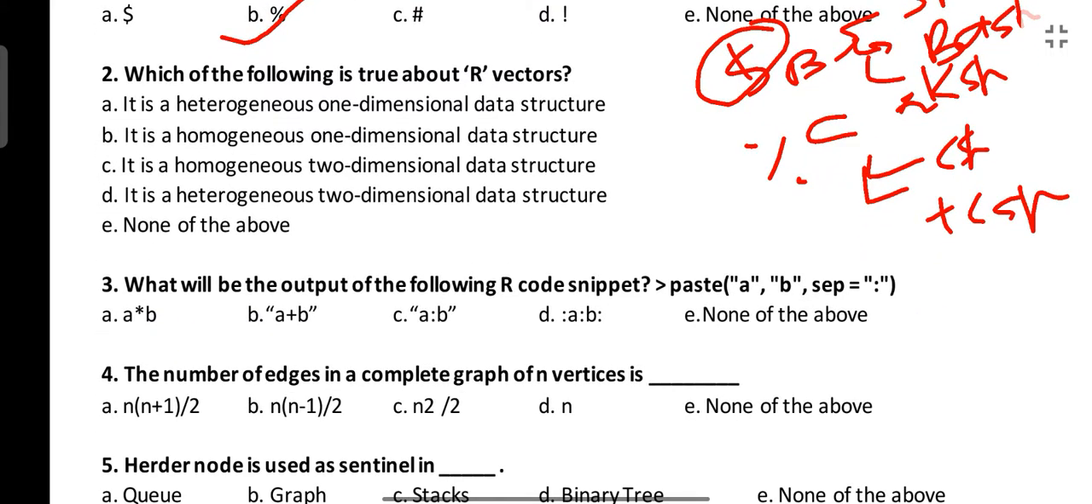So let's go to the next question. Which of the following is true about R vectors? Let's read the options. First is, it is a heterogeneous one-dimensional data structure. No, vector is not heterogeneous. Vector is homogeneous. Next is, it is a homogeneous one-dimensional data structure. That is correct, absolutely correct. Third is, it is homogeneous two-dimensional. No. And D is, it is heterogeneous two-dimensional. That is also not correct. So the correct answer here is option B. Vector is a homogeneous one-dimensional data structure.